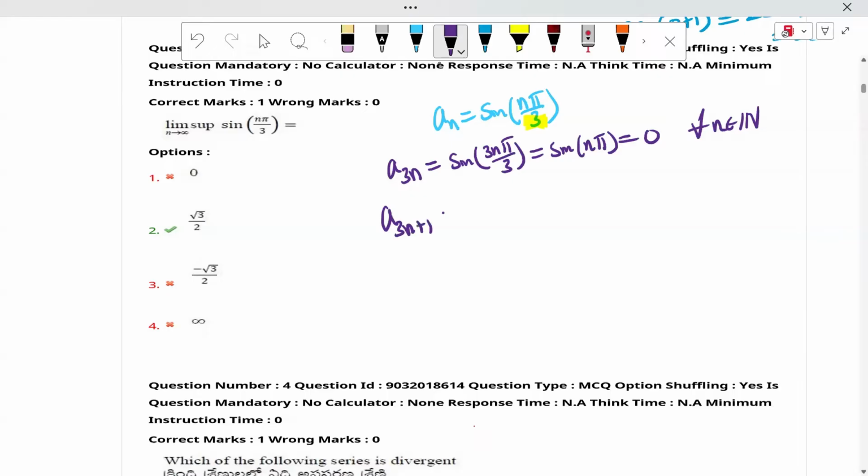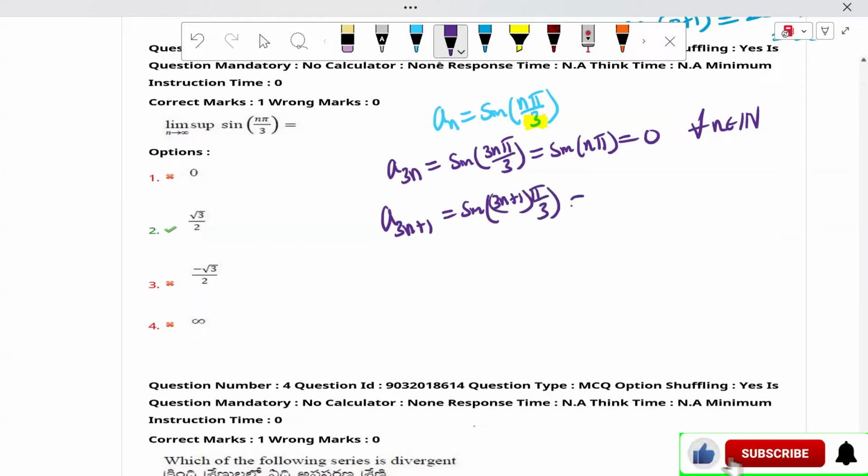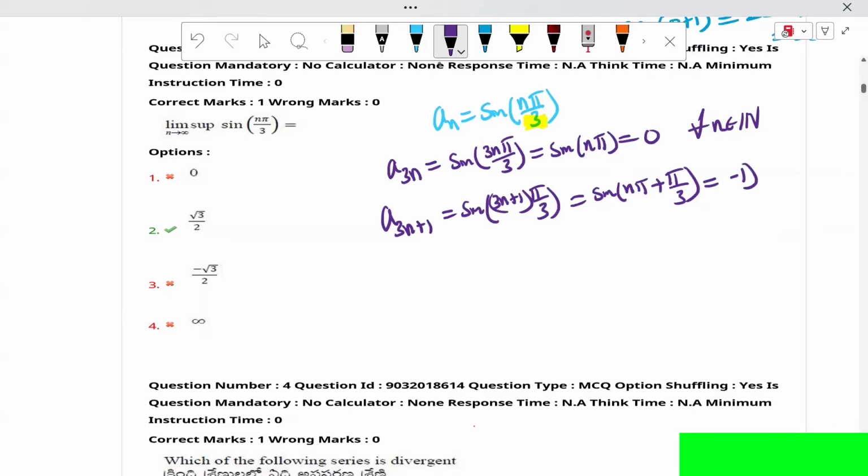Now do the a_(3n plus 1) value. It is nothing but sin of, replacing n by 3n plus 1, into 5/3. It is finally sin of n5 plus 5/3. We know that sin n5 value is -1 whole power of n. We get sin of 5/3, which is -1 whole power of n times sin 5/3. The sin 5/3 value is sin 60. We know that sin 60 is √3/2.